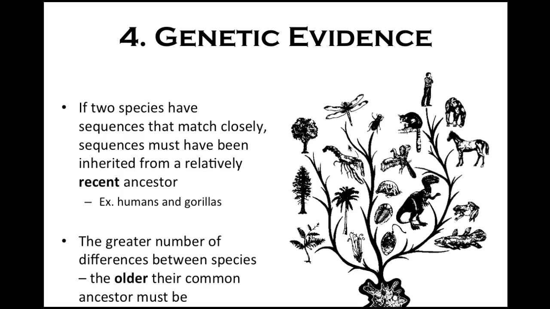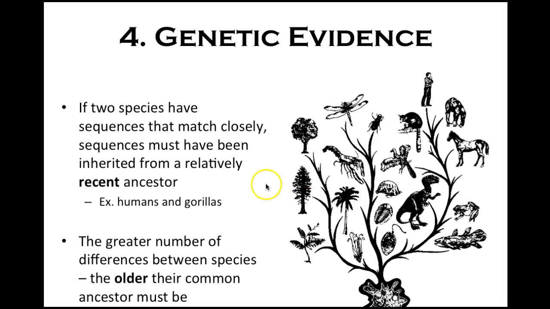And the greater number of differences between species. So if you count amino acid sequences or DNA sequences and you see a lot of differences, well, it means their common ancestor must be much lower on the family tree, a much older common ancestor, which means so much time has gone by to allow them to adapt and to acquire those differences in DNA sequences.